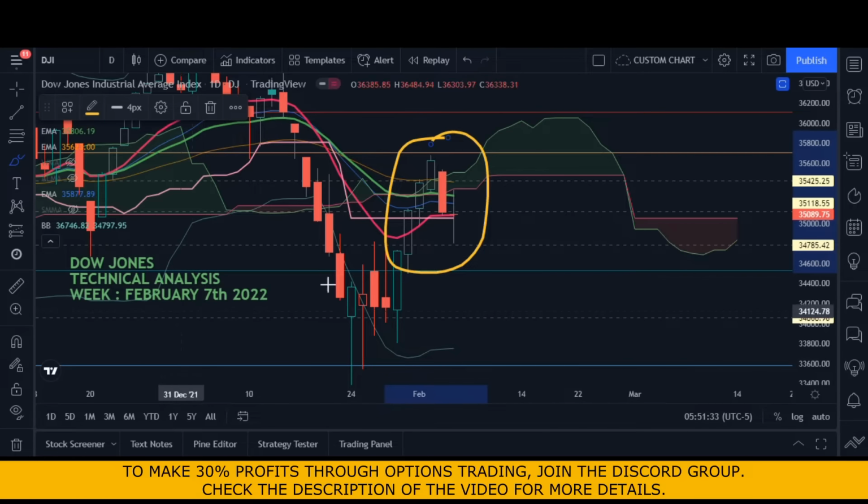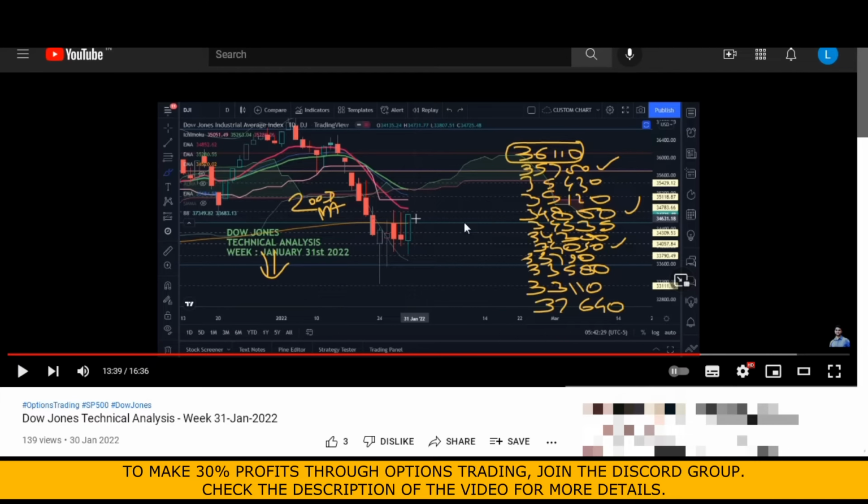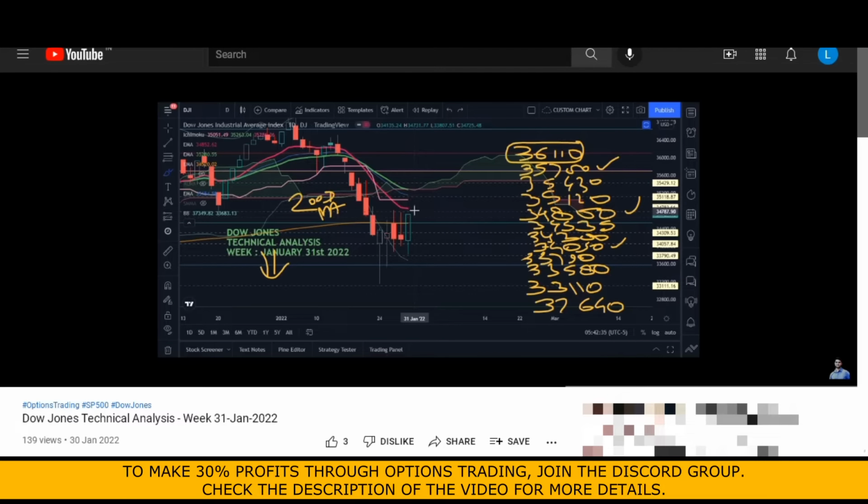So before I do the technical analysis of the Dow Jones Industrial Average Index for the week commencing February 7, 2022, let me first tell you how the market reacted. See, this is the technical analysis of the previous week, okay? And now, see, the market is going to retrace, that's for sure. Okay, it is confirmed the market is going to retrace.